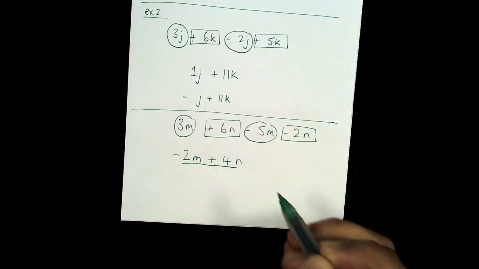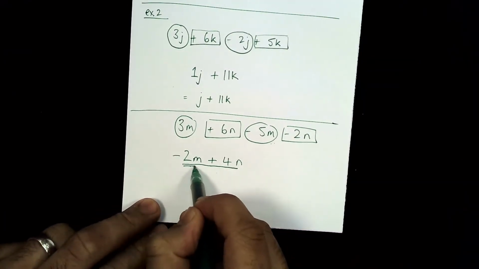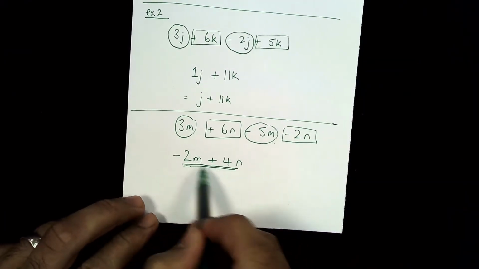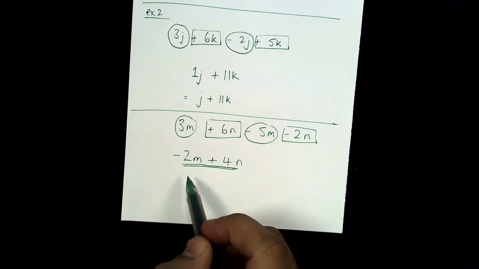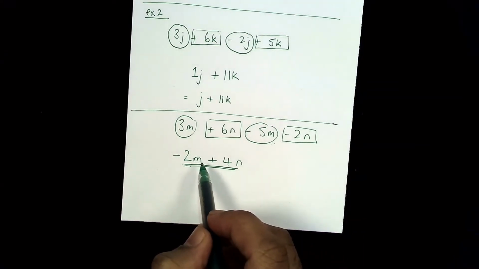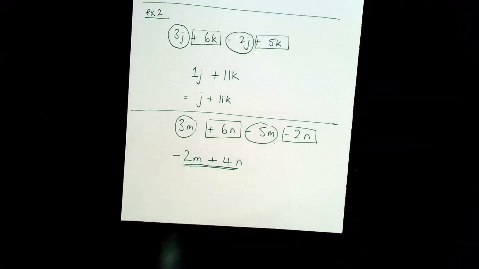Now, you don't collect this any further. Some people may be tempted now to collect that together and make, I don't know, 2mn or something. You're not allowed to mix these letters together. When it's adding or subtracting, you don't mix the letters together. So that's your final answer.